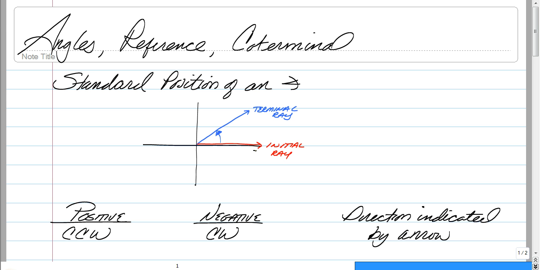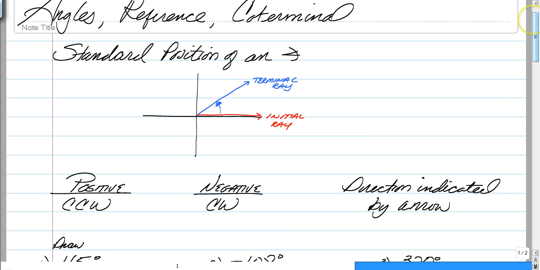And then you're going to go counterclockwise a certain number of degrees until you stop at what is known as the terminal ray. Now there's going to be multiple ways to get to that terminal ray, which we're going to discuss as coterminal angles. And then there's going to be what's known as a reference angle, which is going to tell you how far you are from the x-axis, but we'll get there in a minute. So the first thing we're going to do is talk about how you draw an angle in standard position when you're working on an XY coordinate plane.